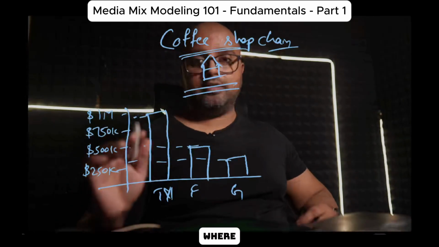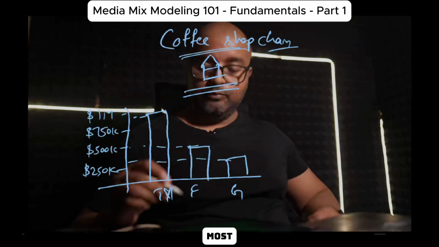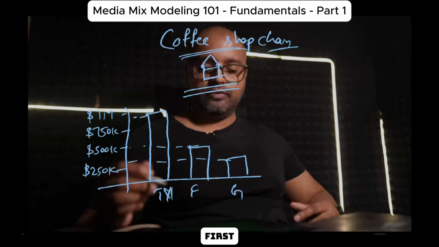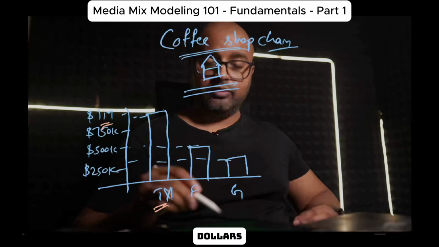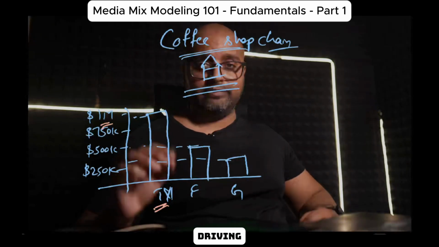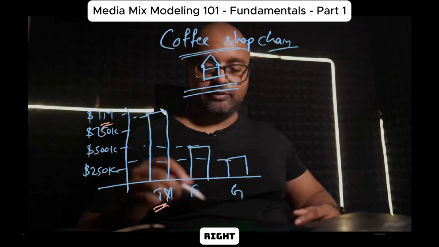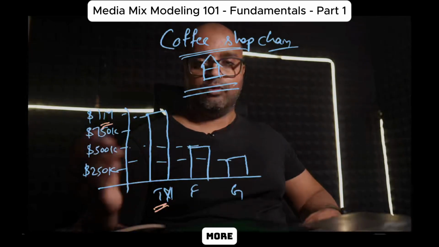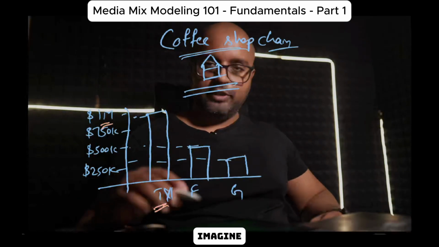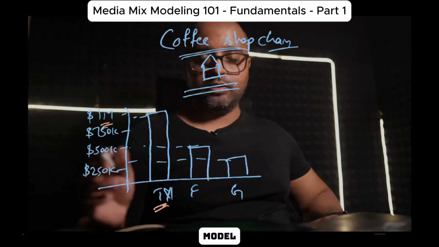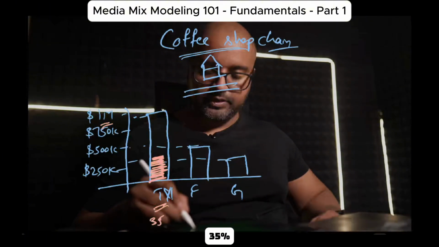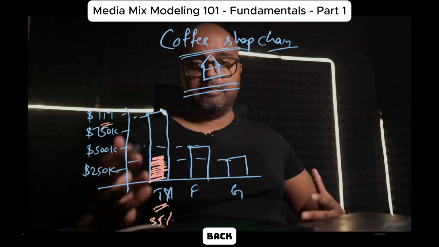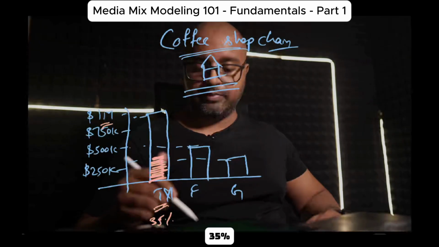Now, here's where it gets a bit tricky, because most people, when they look at this for the first time, will see, hey, we are spending so much money on TV, $1 million, this is the channel that is driving the most revenue. I mean, it makes sense, right? If we are spending more, we are expecting more revenue from that channel. But imagine we run this through our media mix model, and this is what we get. We see that TV is only driving 35%, right? So this is driving 35% of revenue.